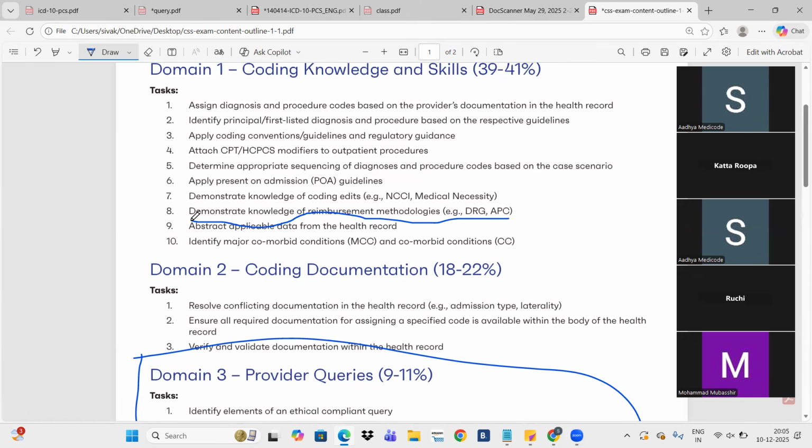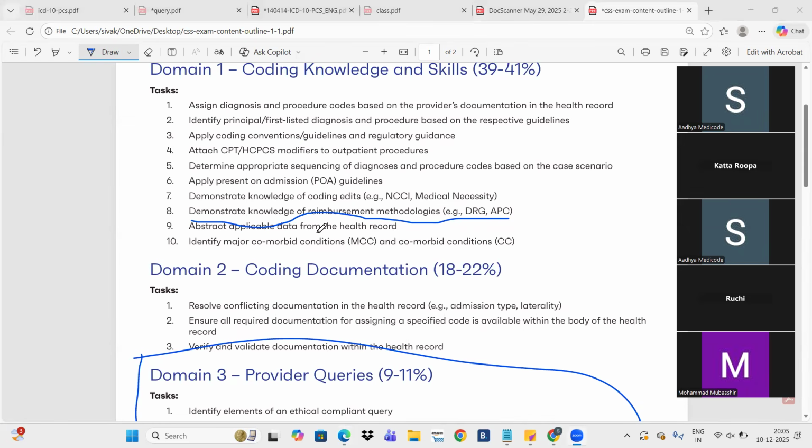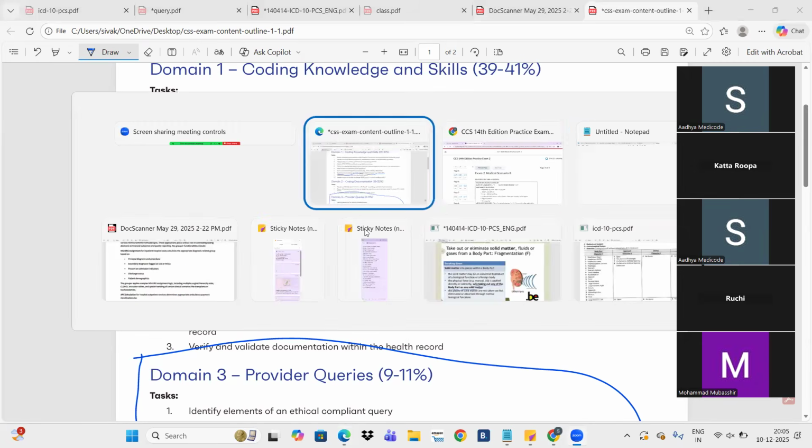Remember, guys, these concepts we don't get in the book. All are theory concepts. You need to understand the concept and you need to answer in exam. So be aware of these concepts. Whatever we are going to discuss today, you don't get a single concept in the book. Clear? Everything needs to be understood carefully. So we can discuss reimbursement methodologies today.